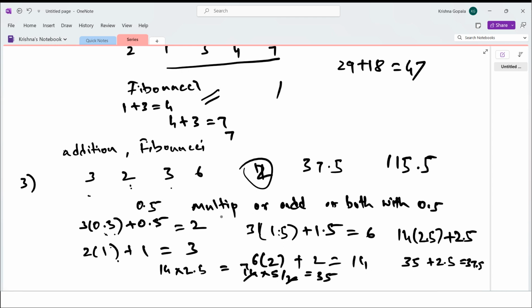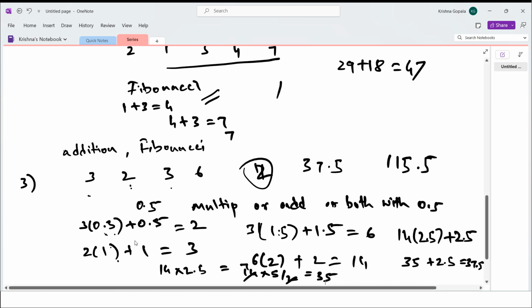Right, now understood this problem, right? So here, instead of 12, it should have been 14. That is the correct answer.